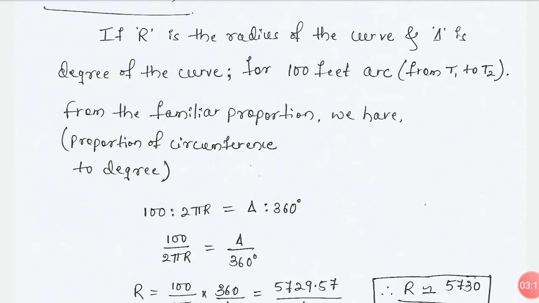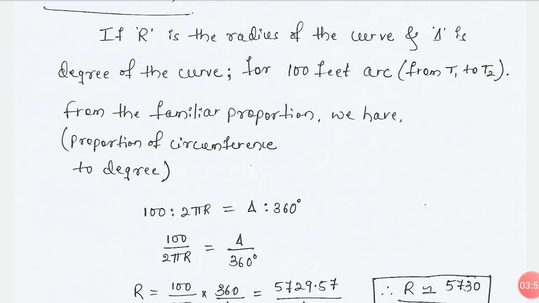So the proportion is 100 is to 2 pi R, that is 100 is the arc, the circumference of the arc, and 2 pi R is the circumference of the total circle. 100 is to 2 pi R, and delta is to 360 degrees. Delta is the degree of the arc, 360 degrees is the total degree of the circle. As we know, the curve is a portion of the arc of the circle. So the proportions I have considered are the proportion of the arc to the proportion of the circle.